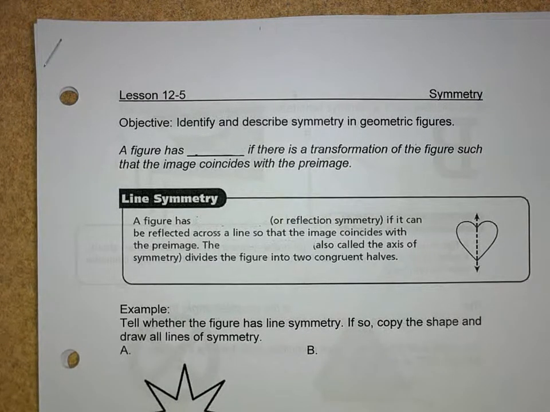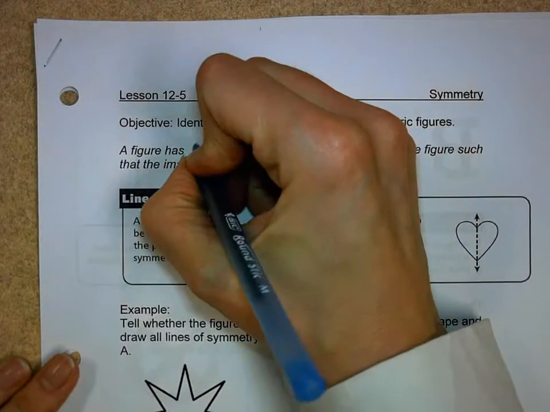So first of all, what is symmetry? Remember, we talked a little bit about symmetry before. We talked about reflectional symmetry, or known as line symmetry, and we've also talked about rotational symmetry. So we'll talk about those again and then more. So the first thing, when do we have symmetry?